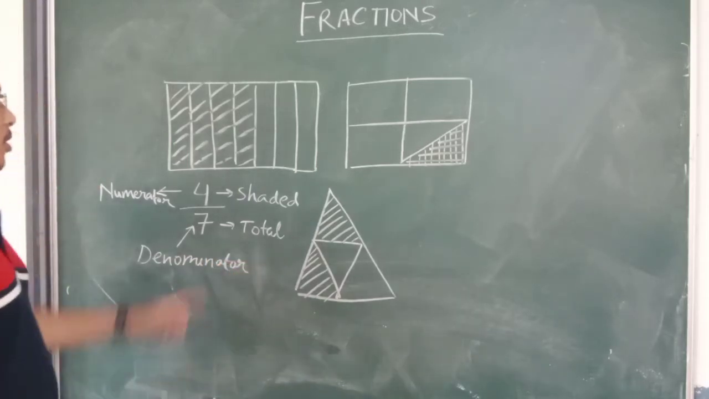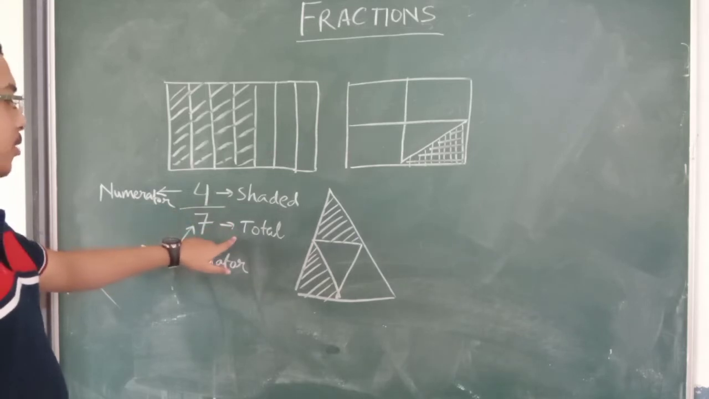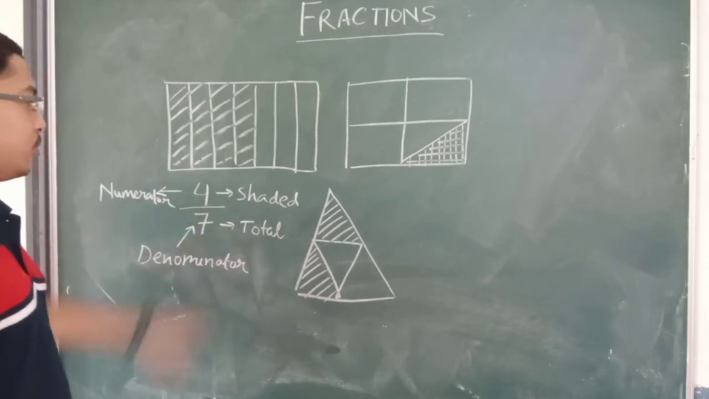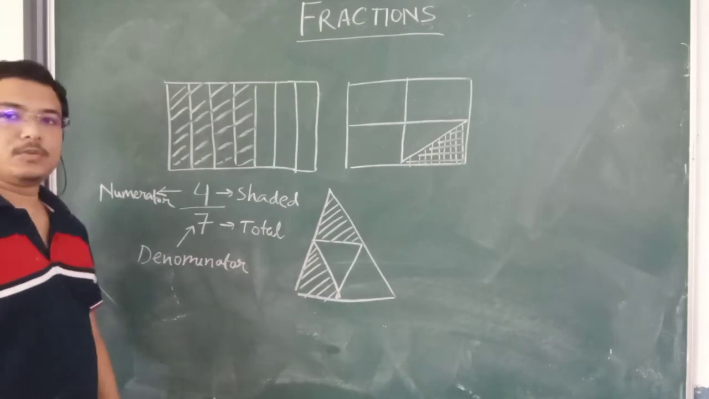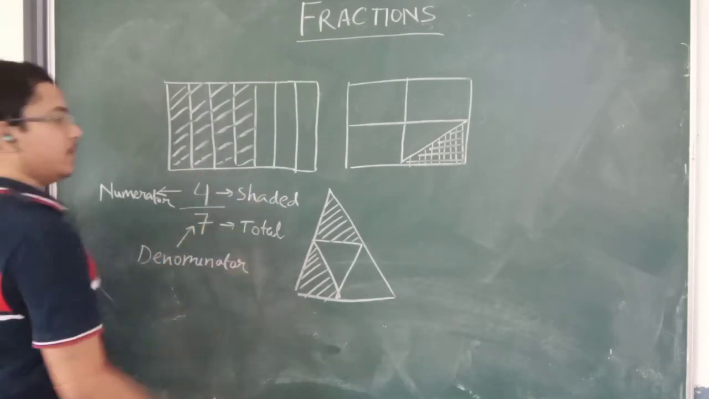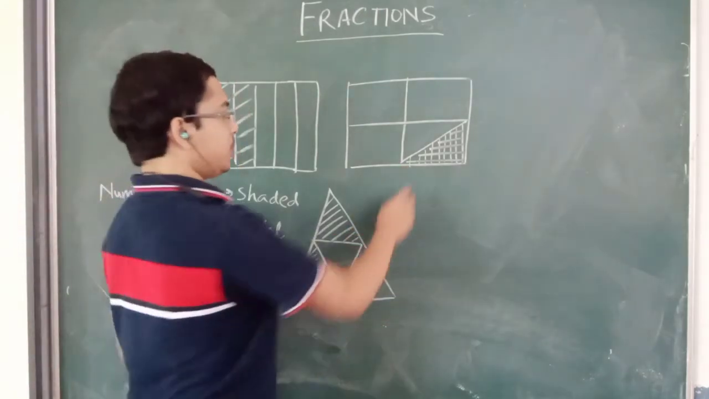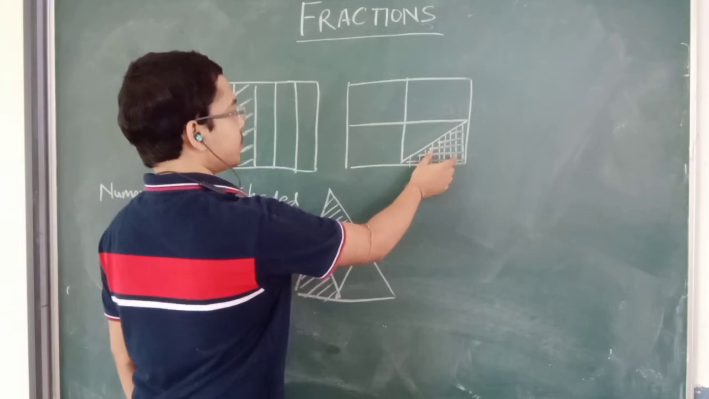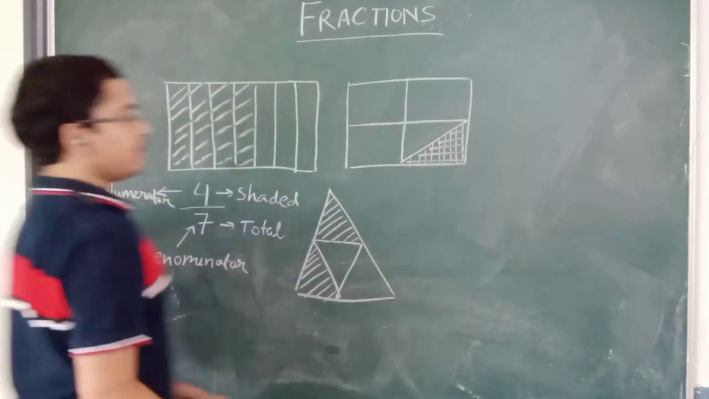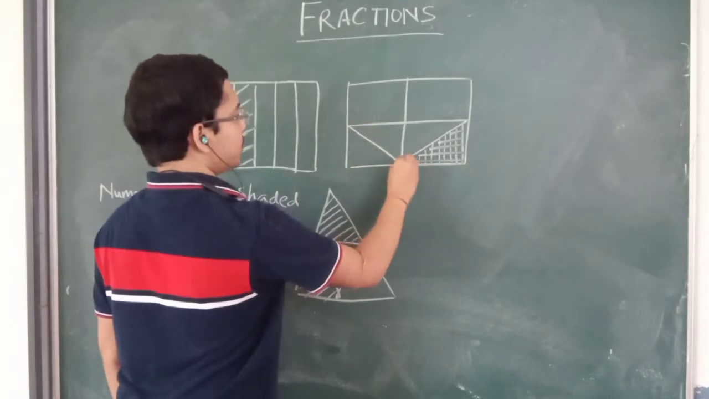So always on the top you write the number of shaded portions, and on the bottom you write the total number of portions. But one thing you must remember is that the total should be divided equally. Like here, you see, this is an irregular figure because this portion is not divided equally. So let us redraw this figure, making all the sections equal.